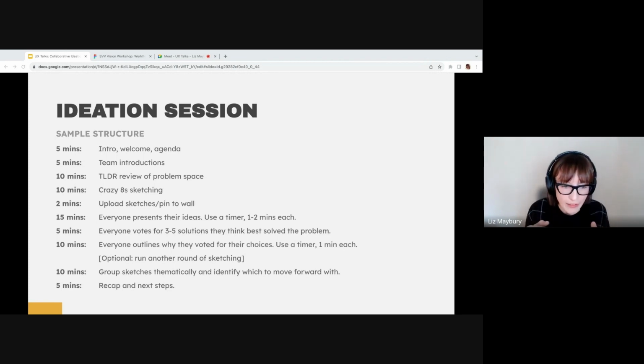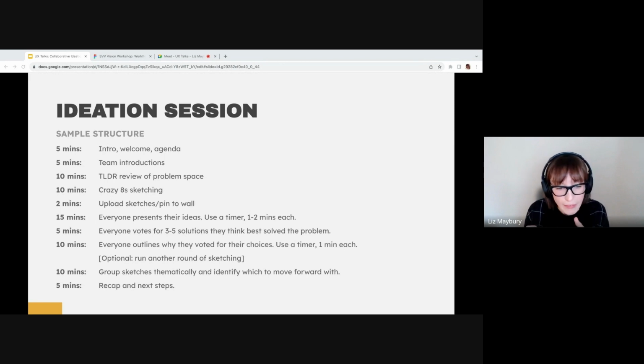Then give a couple minutes just to upload those sketches to FigJam or put them on a wall if you're in person. And then you want everyone in the group to present their ideas to the rest of the team. Highly recommend using a timer here. You want to give it 1 or 2 minutes. That's going to help keep everything moving and give people a fair amount of time to talk.